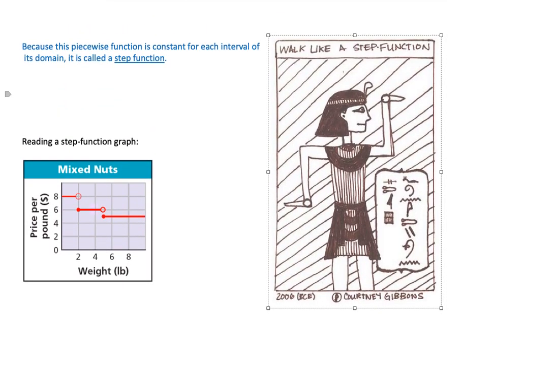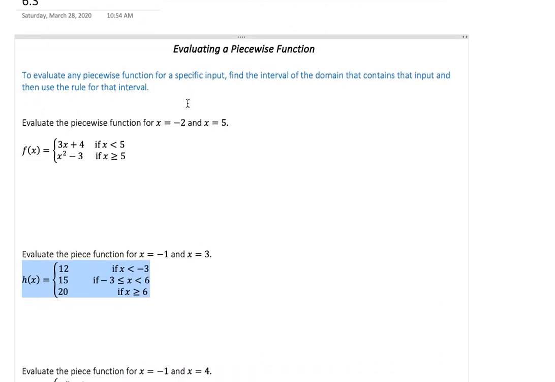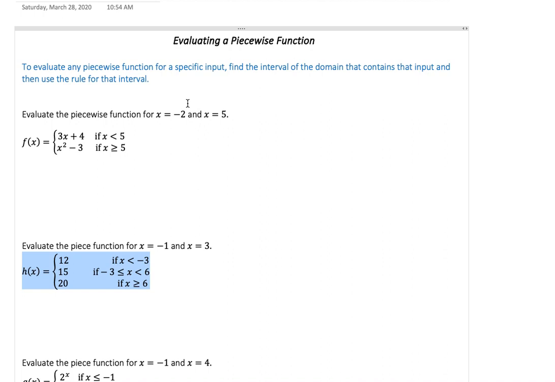We're going to go through some examples. This was just kind of an introduction here. So, evaluating a piecewise function. To evaluate any piecewise function for a specific input, find the interval of the domain that contains the input and then use the rule for that interval. So here is a piecewise function with rules and not just constants. It says evaluate the piecewise function for when x is -2.